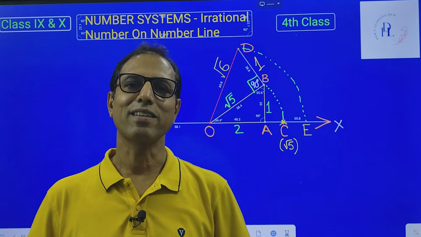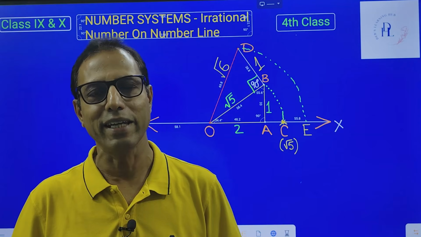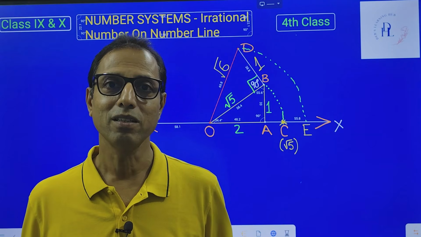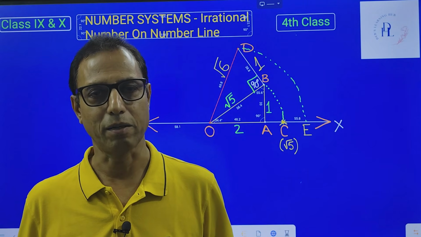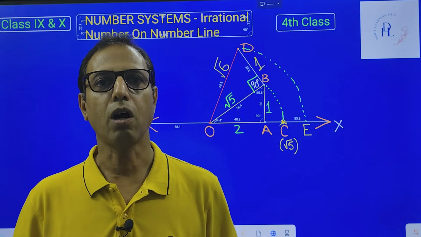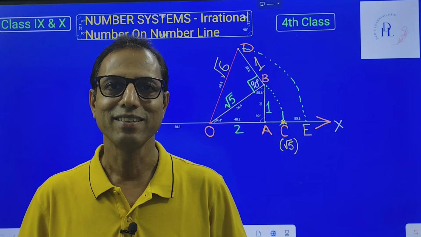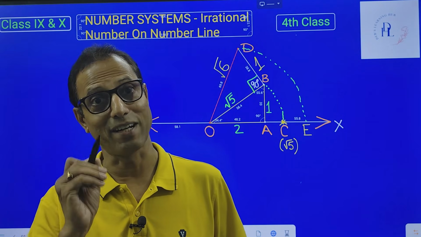Can we place irrational numbers like root 2, root 3, root 5 on the number line exactly? Irrational numbers are never ending. That means non-terminating and non-recurring decimals. So how can we place an irrational number exactly on a number line? Can we do it? Yes, we can do that.